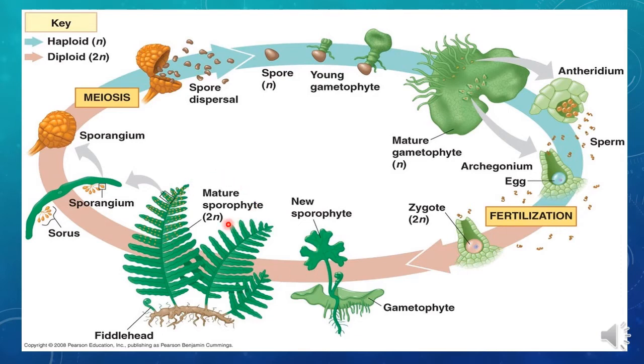This is about the life cycle of pteridophytes, in which the diploid sporophyte is dominant, whereas the haploid gametophyte is inconspicuous, and this alternation of generation pattern is called haplodiplontic.